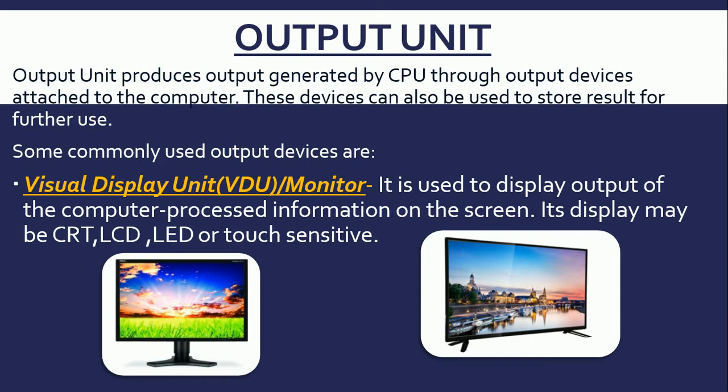All of you know that output is the processed information. So the work of the output unit is that it produces output generated by the CPU through the output devices which are attached to the computer. These devices can also be used to store results for further use. Now let us learn some of the output devices.